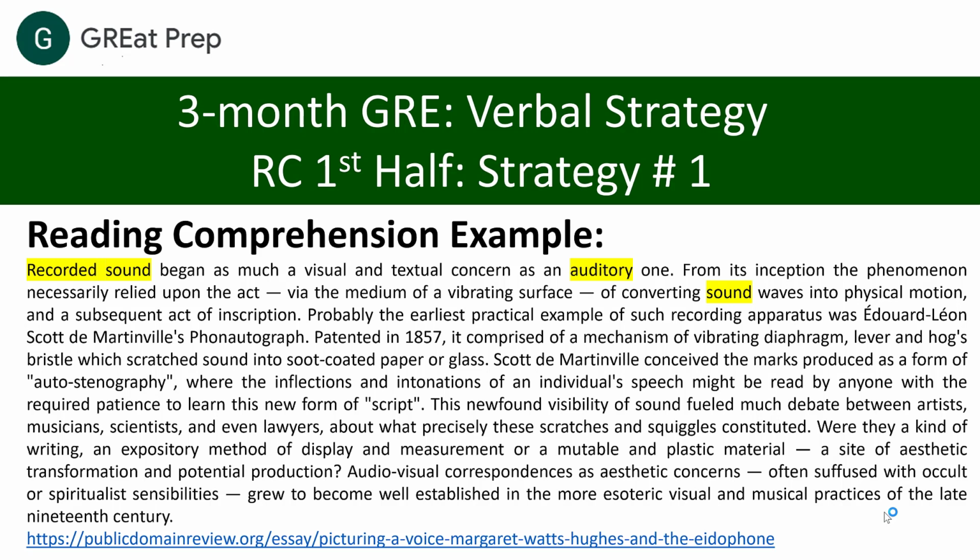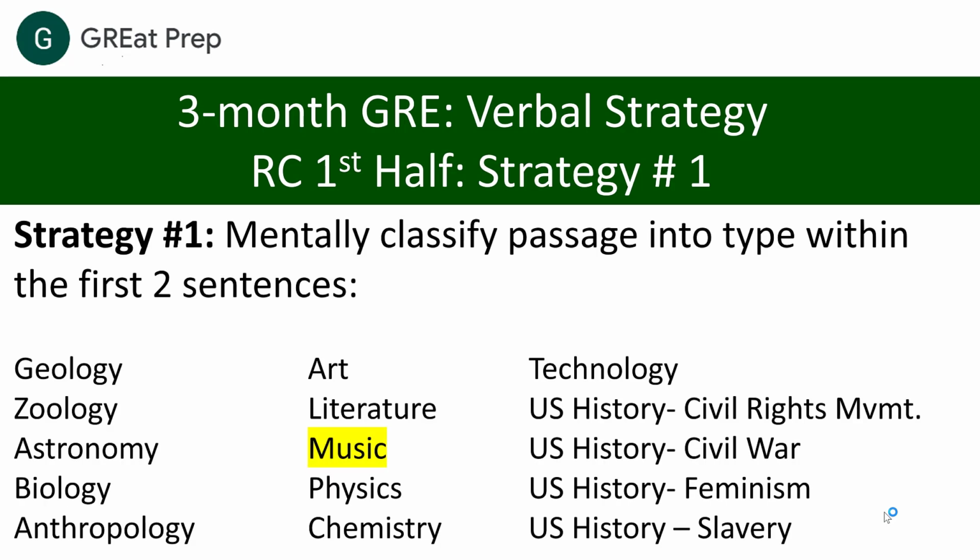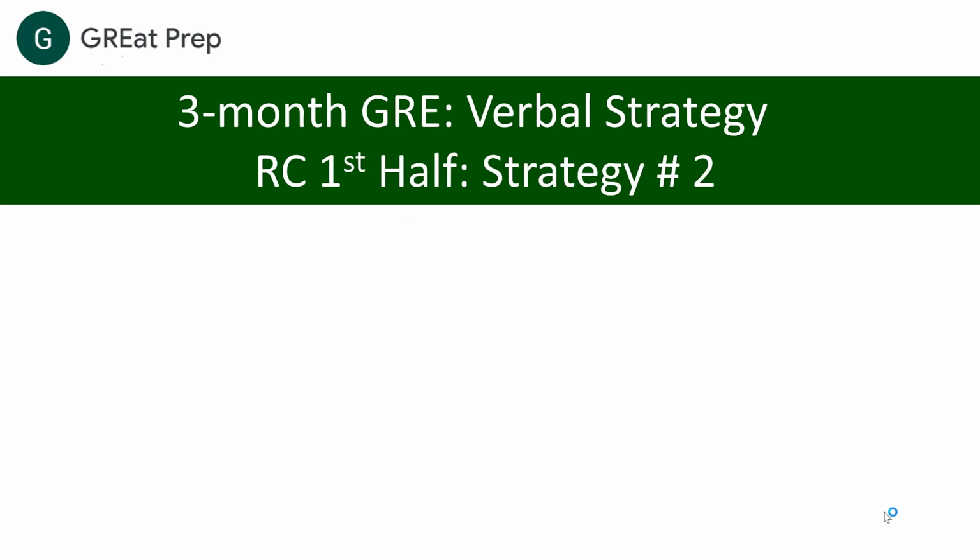Reading on, "from its inception, the phenomenon necessarily relied upon the act, via the medium of a vibrating surface, of converting sound waves into physical motion." Notice the word sound came again. At this point, I am 2 sentences into the passage and I know that this has something to do with sound. So the category this reading comprehension passage should fall into is most likely going to have something to do with music. Let's move on to strategy 2.